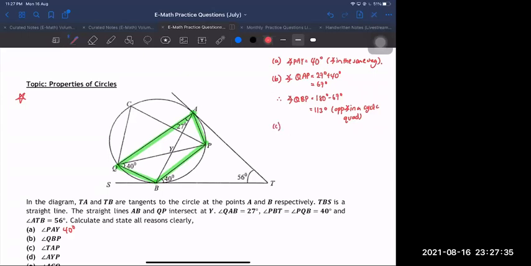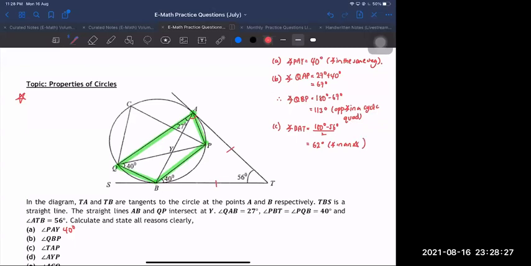Part C. Now, angle TAP. TAP needs to be a bit more careful. How do you do TAP? First thing, because TA and TB are tangents, these two lengths are equal. That's the first thing to remember, because they extend towards a certain point, so they are equal. Angle ABT equals BAT, so this is an isosceles triangle. So we can find the full angle BAT, which is 180 degrees minus 56, divided by 2, which is 62. Angles in an isosceles triangle.